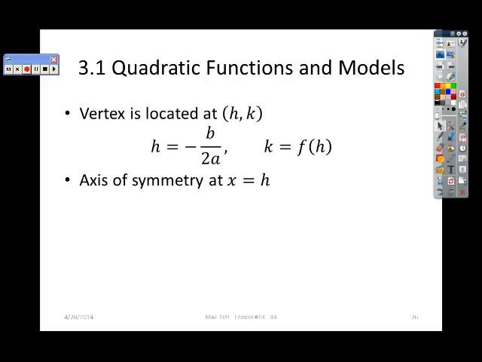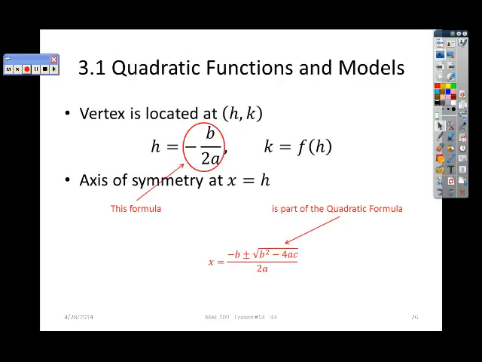There'll be an axis of symmetry at x equals that number. Remember, an axis is a line, and therefore it must be an equation. It cannot be just a number. It has to be an equation. A vertical line is going to be x equals a number. In this case, it's going to be x equals h. Whatever this value turns out to be, x equals that number is the axis of symmetry. Oh, okay, I guess I did put that. So that's on the slide.